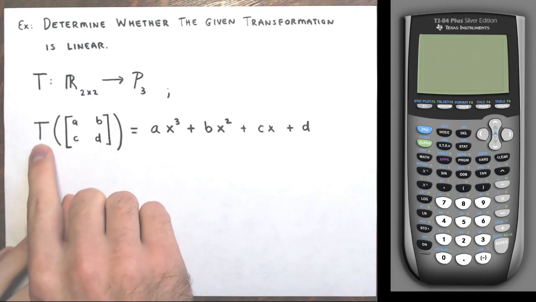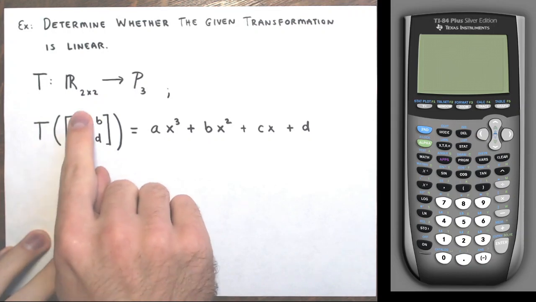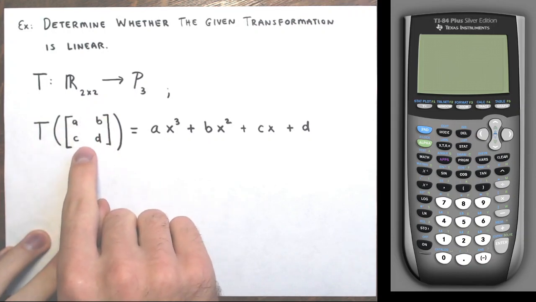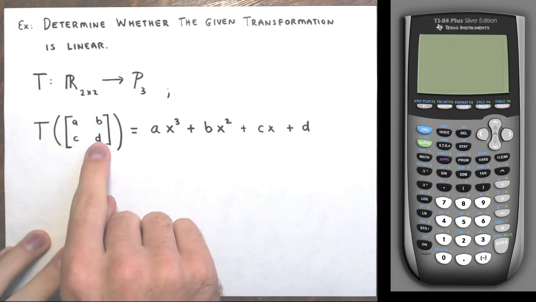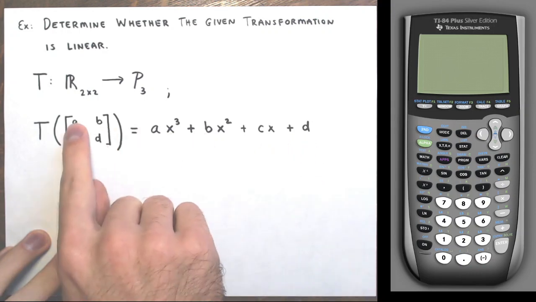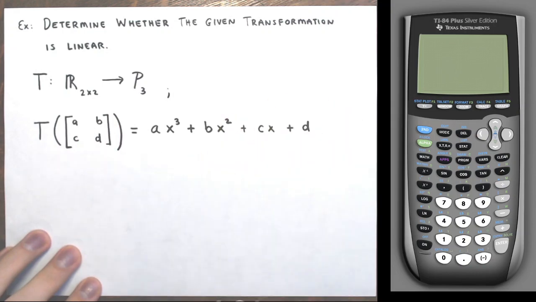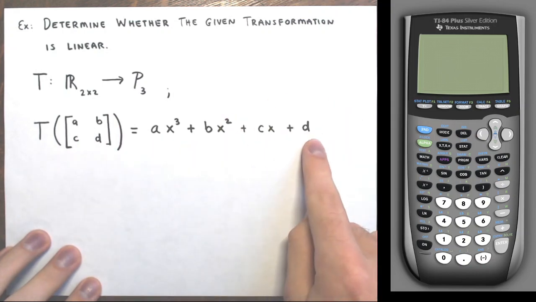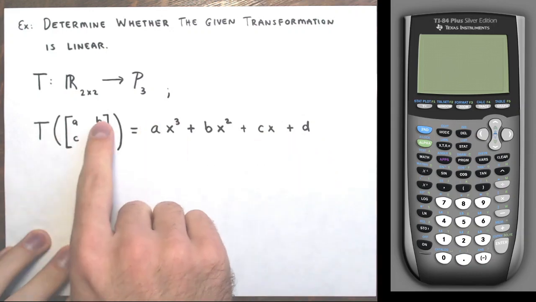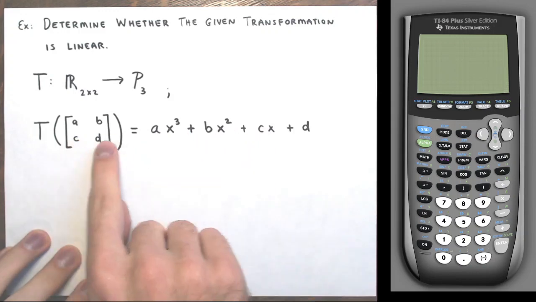And the rule for this transformation is this. T of, again, my input here, my vector, is a 2 by 2 matrix with real entries. So a, b, c, and d here are real numbers. And the output is a polynomial that's degree 3 or less, because if a were 0, you'd have a degree 2. If a and b were both 0, you'd have a degree 1, and so on. So my output is a polynomial of degree 3 or less, which just has these entries as coefficients: ax cubed plus bx squared plus cx plus d.